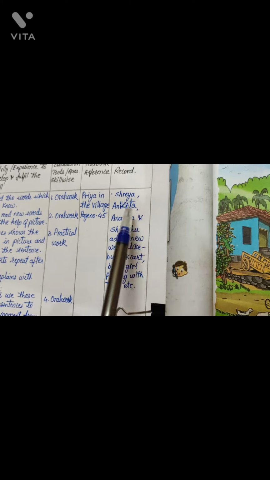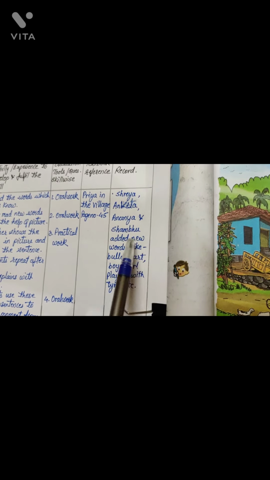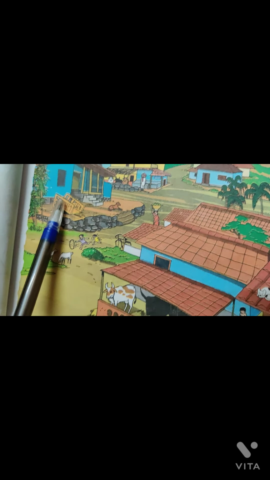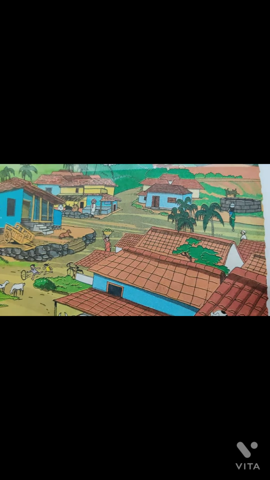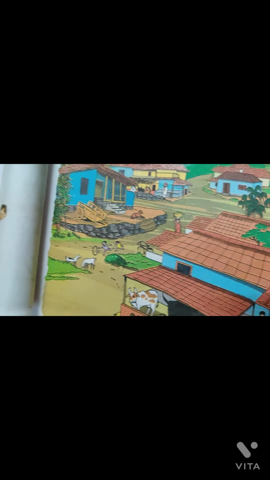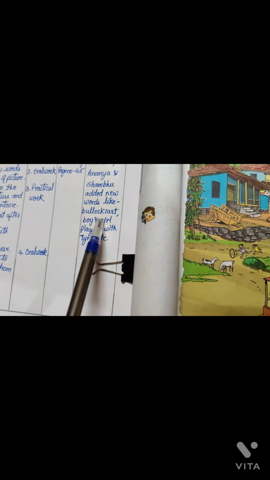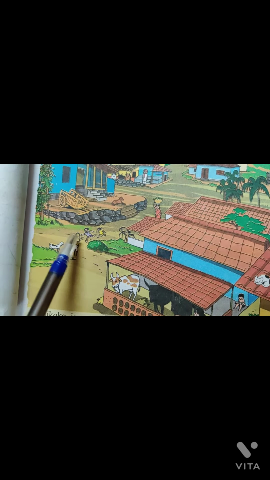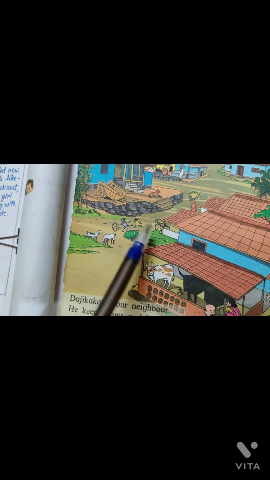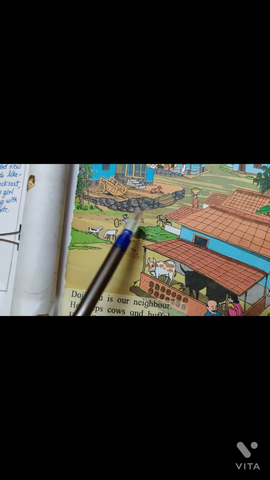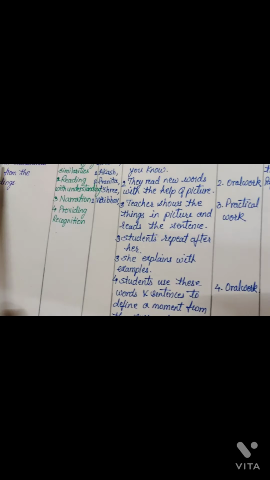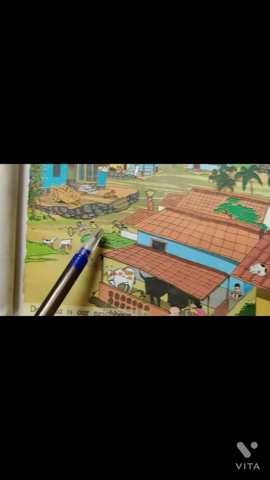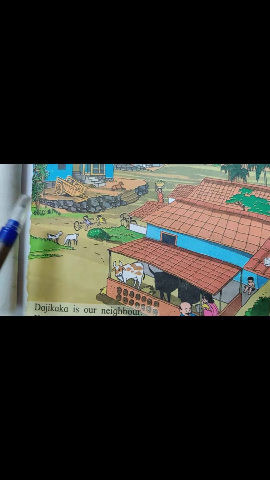Shreya, Ankita, Ananya and Shambhu added new words like bullock cart. See here, in the picture there is a bullock cart, but it is not mentioned in the text. The students have noted it. Again, one more thing: boy and girl playing with tire. The boy and girl are playing with the tire. They have noted it, and they told me, teacher, it is also there in this picture. Means what we can say here: reads and understands English from the surroundings. They noted all these things and mentioned them in their observation.